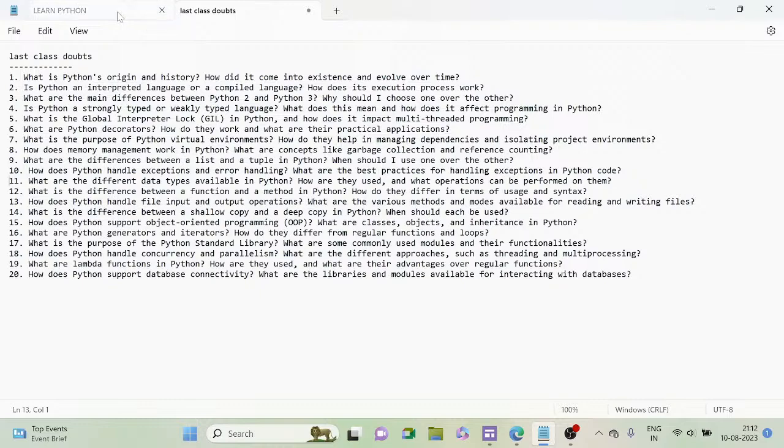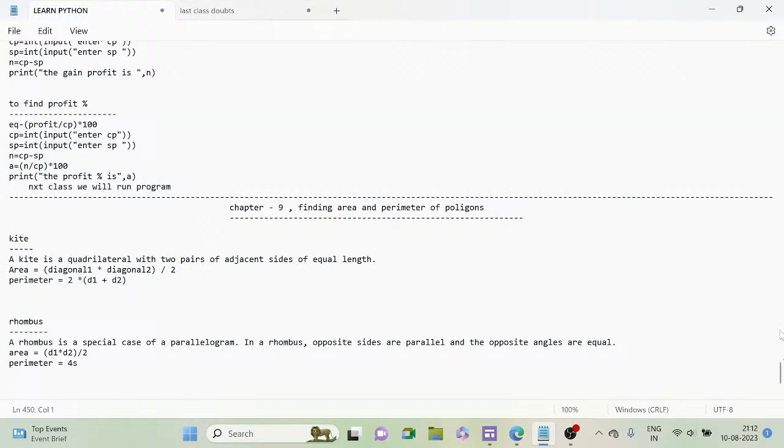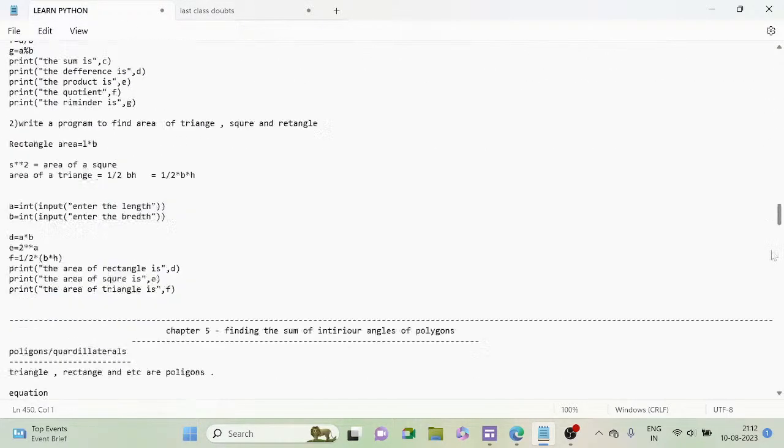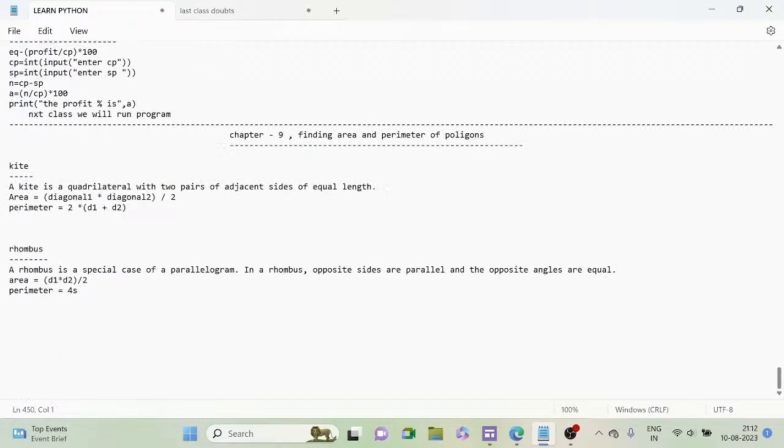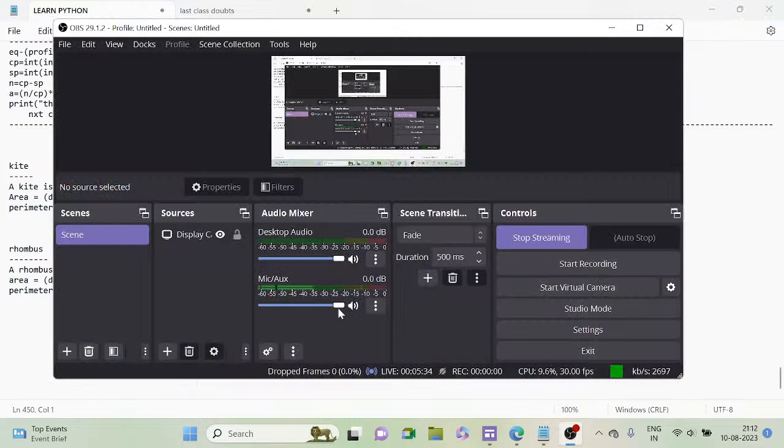There are many programs which we have done in the last sessions, and today we will be learning our chapter 9. Please wait for 1 minute.